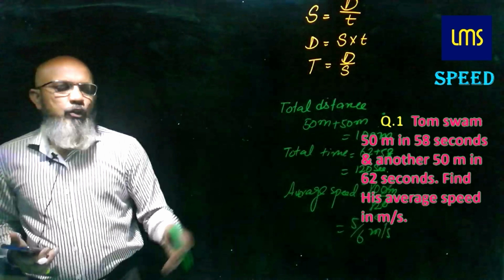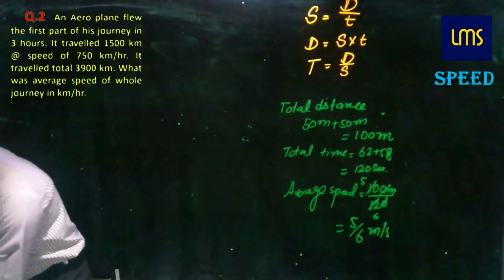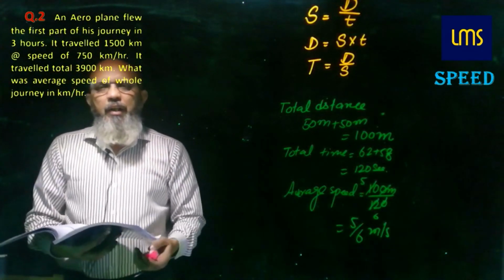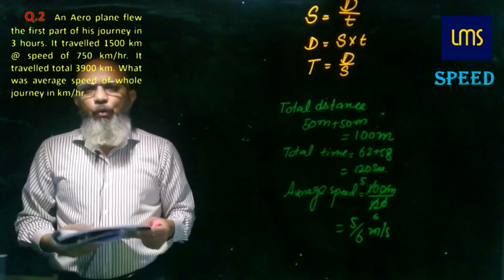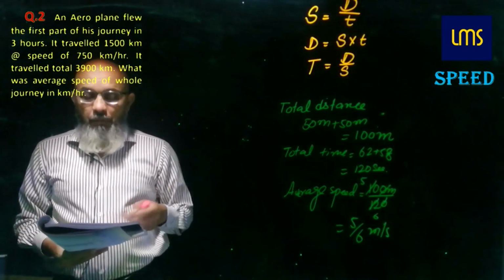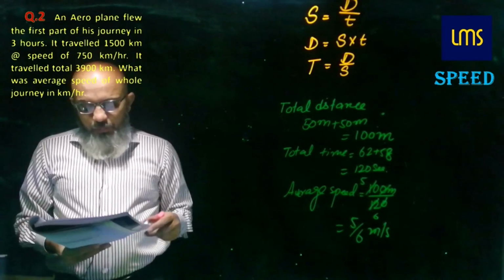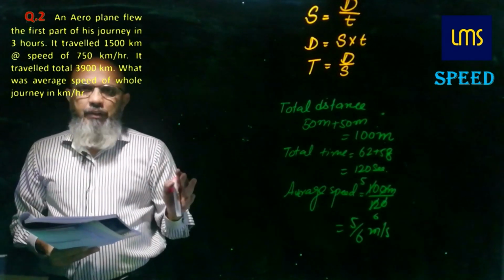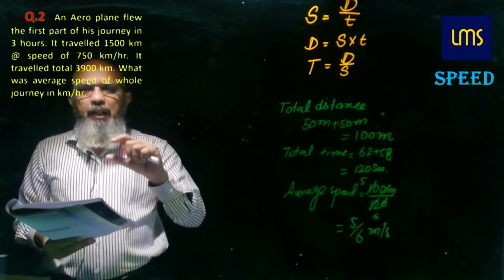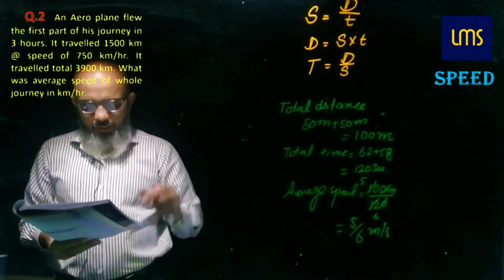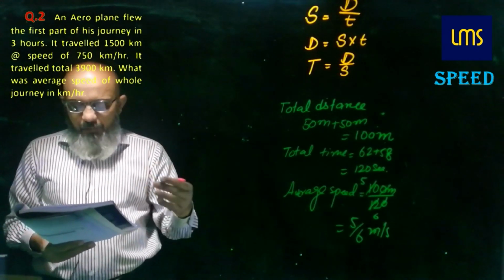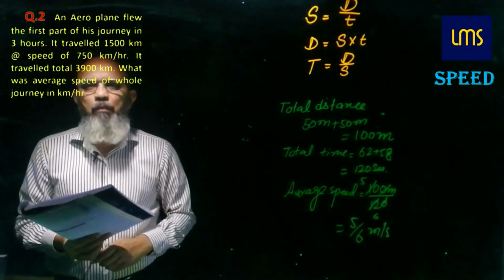Now come to the next question, question number 2. Now question number 2 is on your screen. If you read the question, no need to open your books, the question is on your screens. I will read from the book. An aeroplane flew the first part of its journey in 3 hours, right? The first part of its journey in 3 hours, that is its time 1, 3 hours. It traveled the remaining 1500 kilometers at an average speed of 750 kilometers.